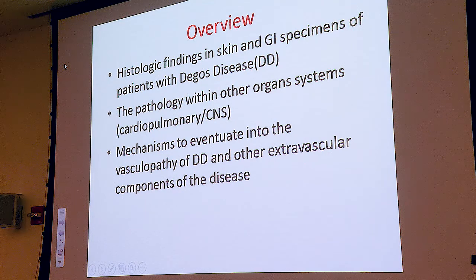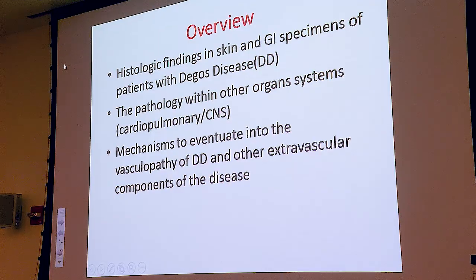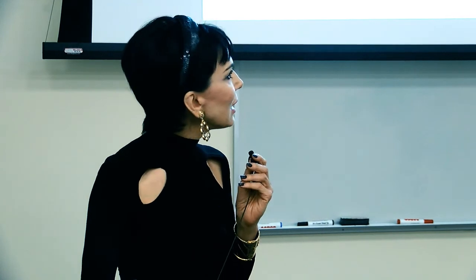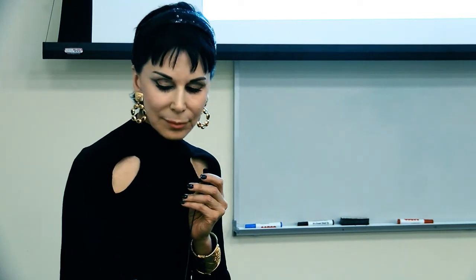In the course of this talk, I'm going to review with you the histologic findings in the skin and gastrointestinal specimens in patients with Degos disease, and also consider the pathology in other organ systems, and then briefly consider some of the pathogenetic mechanisms that I have thought about over the years.